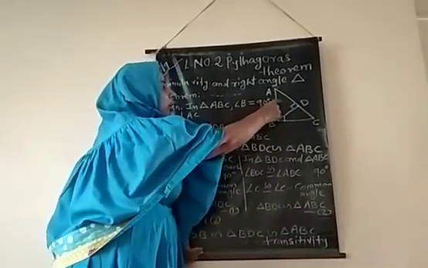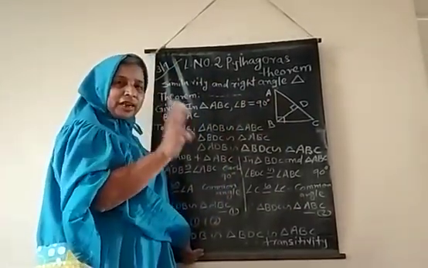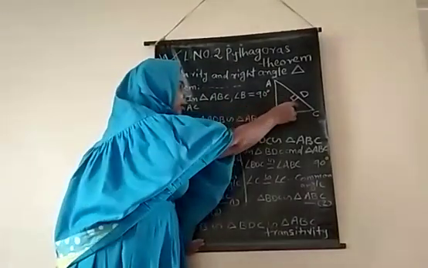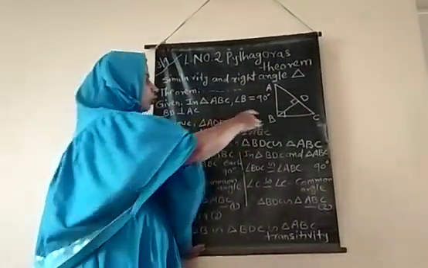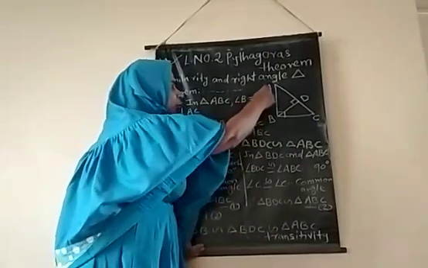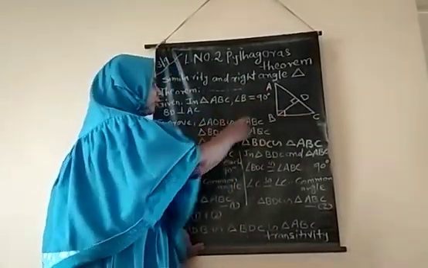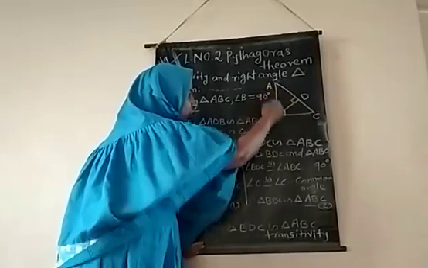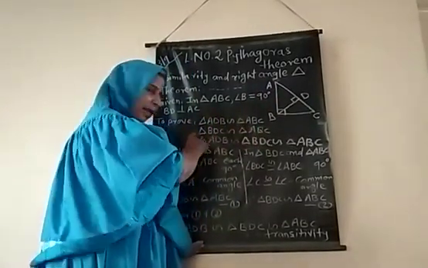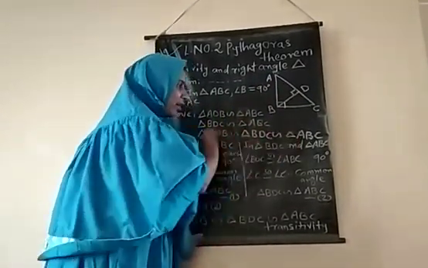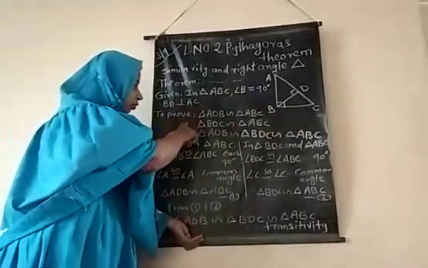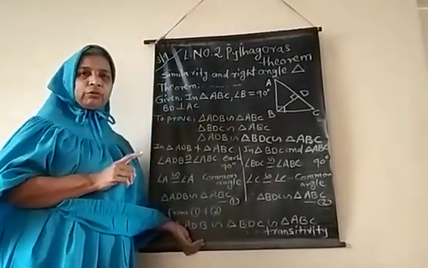In this figure, altogether three triangles are formed, and all three triangles are right angle triangles. So triangle ADB is similar to triangle ABC. Similarly, triangle BDC is also similar to triangle ABC. Therefore, all three triangles are similar to each other. These three statements we are going to prove.